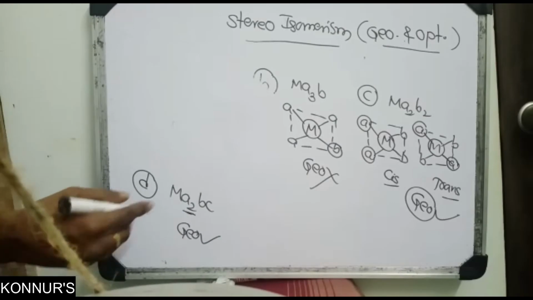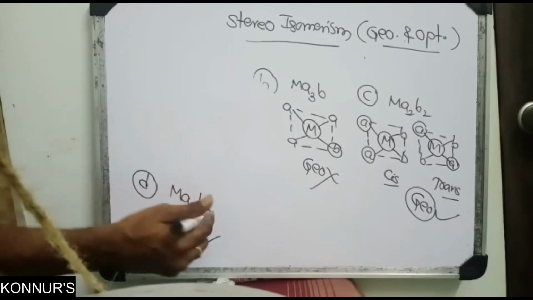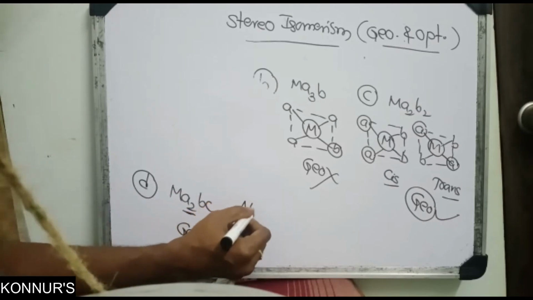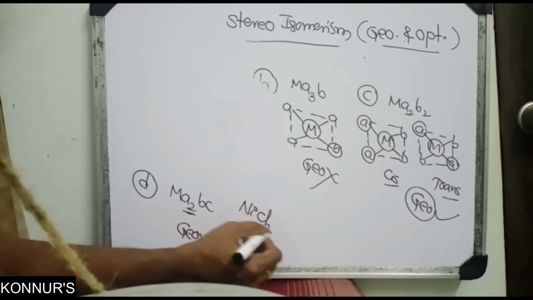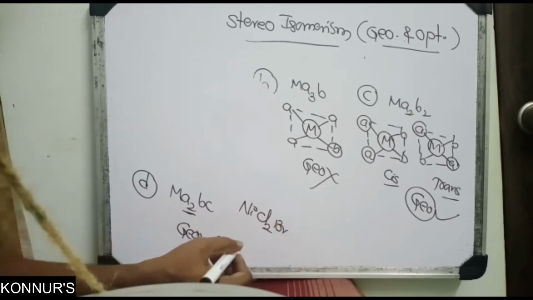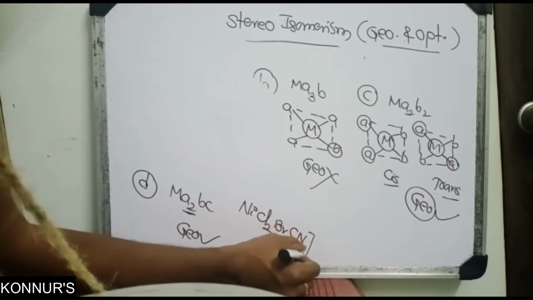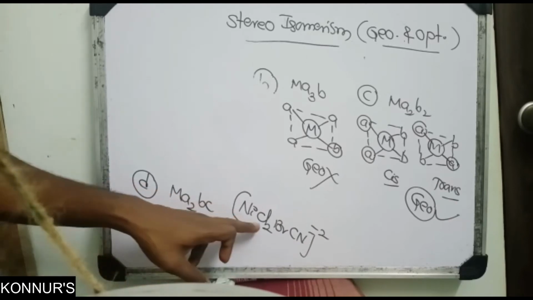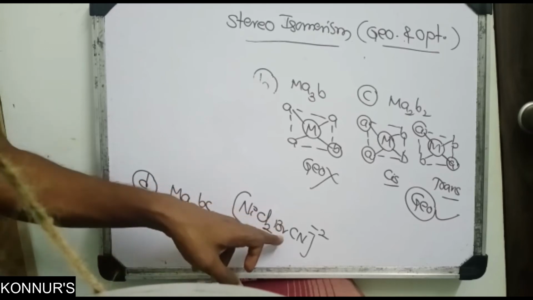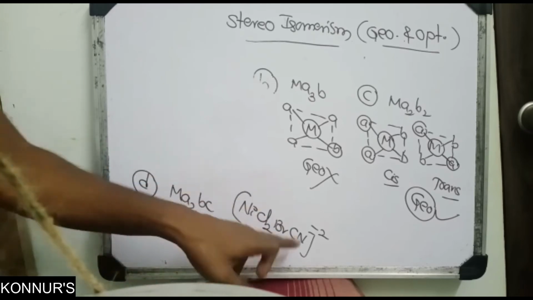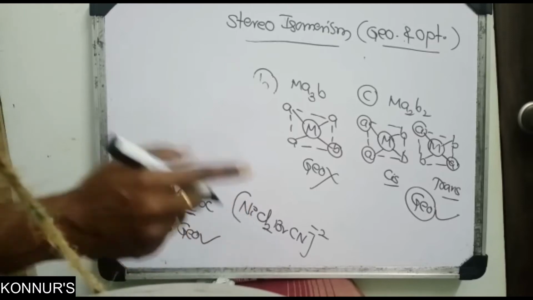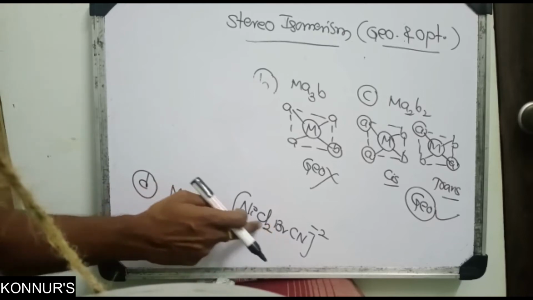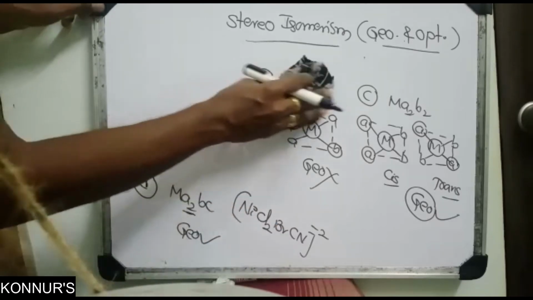See, suppose in examination, how can you identify this? Ma2BC means, suppose we have taken nickel as the metal, Cl2 as A, bromine as B, and cyanide as C with charge -2. So this is exactly equal to metal, A2 means Cl2, B is bromine, and next, another ligand, C, is another type of ligand. Like this they ask in examination. So based on this you can identify Ma2BC type.